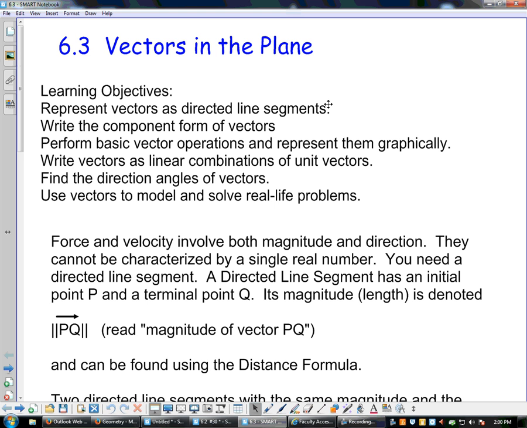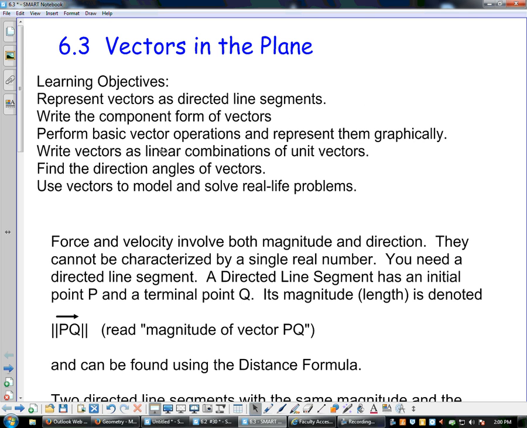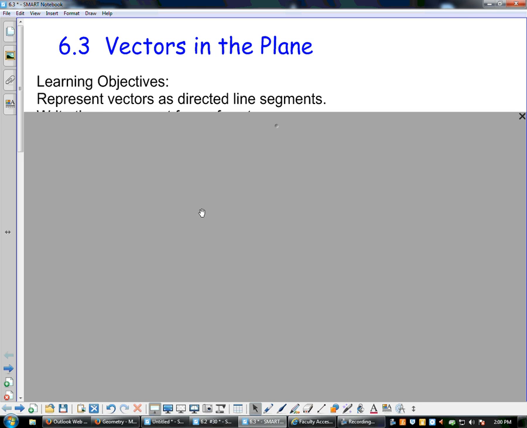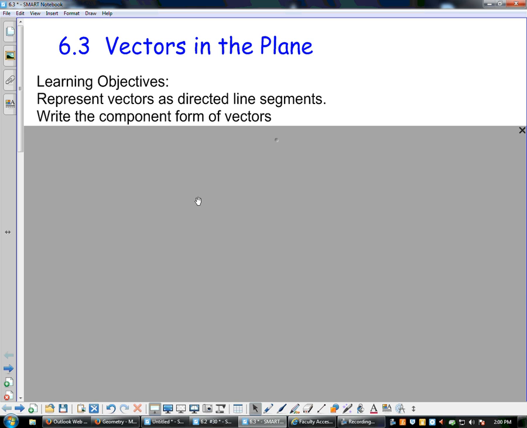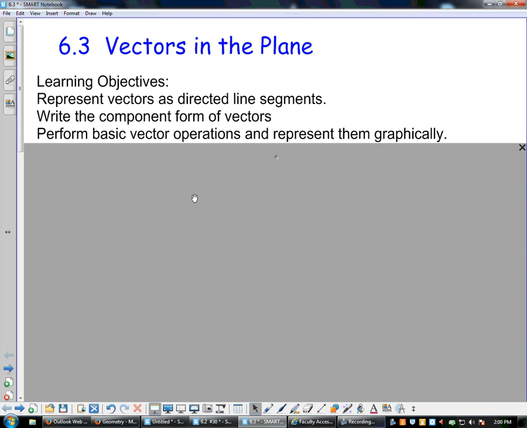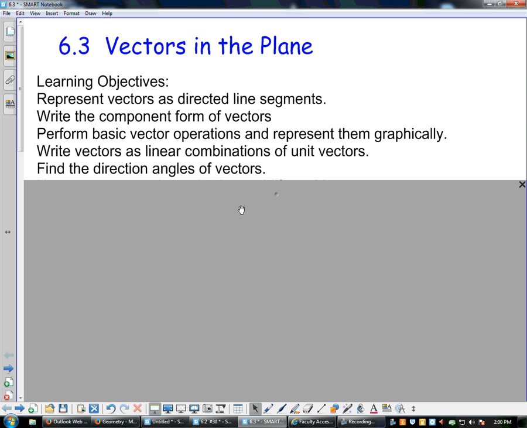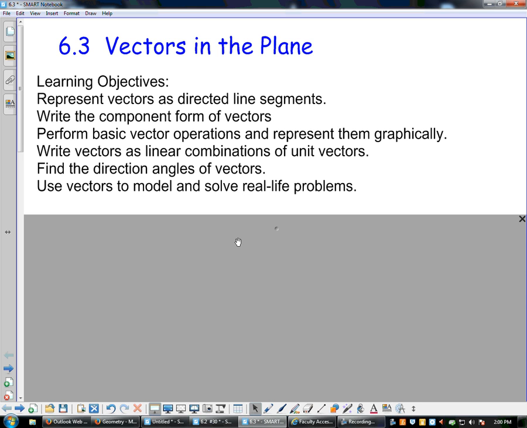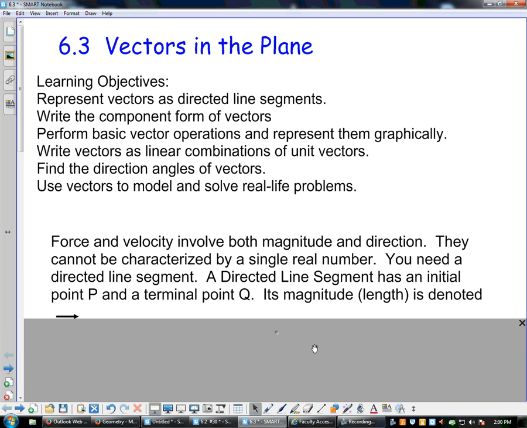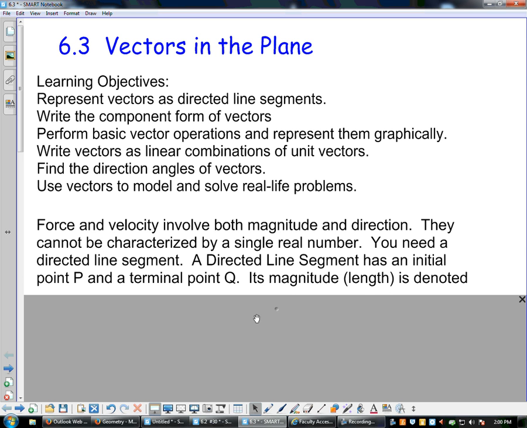Okay, we are looking at section 6.3, vectors in the plane. You do not need to write down these learning objectives, but take a look and listen. We're going to be representing vectors as directed line segments, writing the component form of vectors, and performing basic vector operations and representing them graphically. We're going to write vectors as a linear combination of unit vectors, find the direction angles of vectors, and use vectors to model and solve real-life problems. All right, so you understand what's going on here.